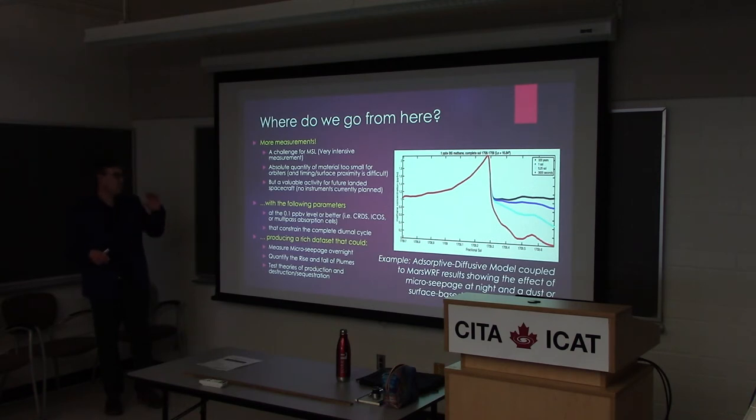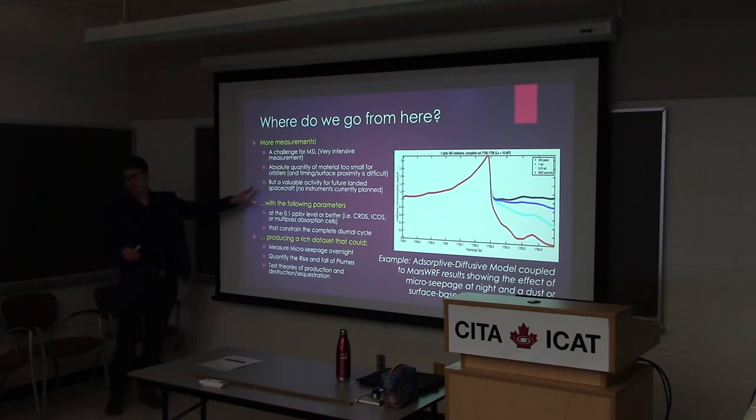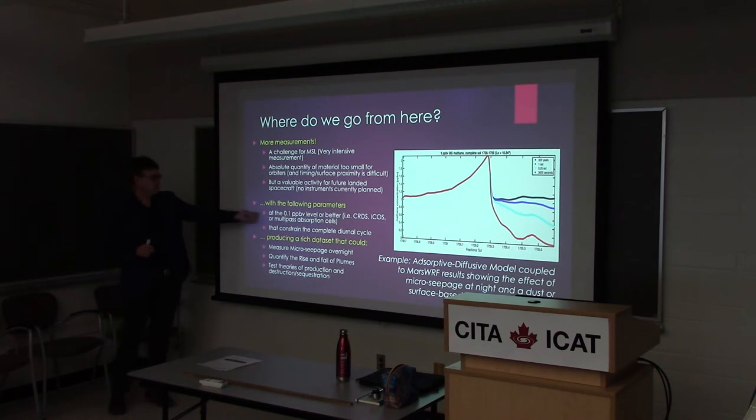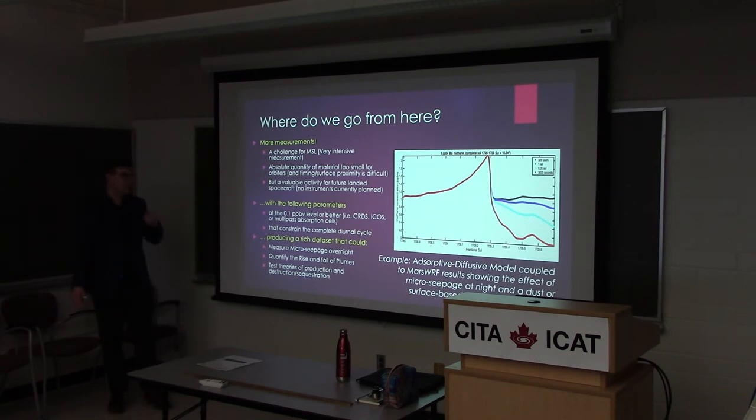So future landed spacecraft could do this. It shouldn't be too much trouble. The key to what we need out of this data is 0.1 part per billion level or better. You don't need to get much more accurate than that. You don't need fractions of a part per trillion to do this. And that's easily within the range of a modern cavity ring-down spectrometer, or an integrated cavity optical spectrometer, or really any big multi-pass absorption cell.